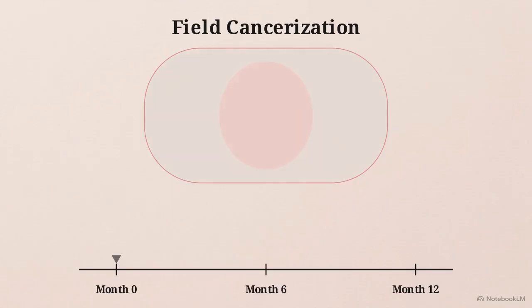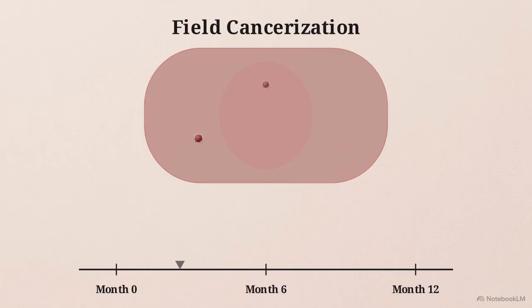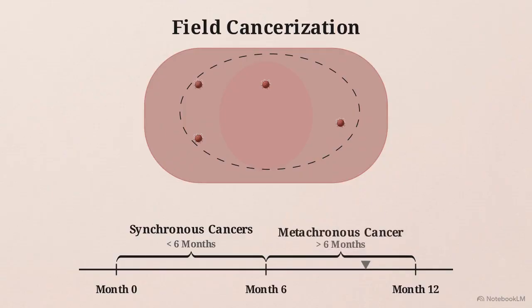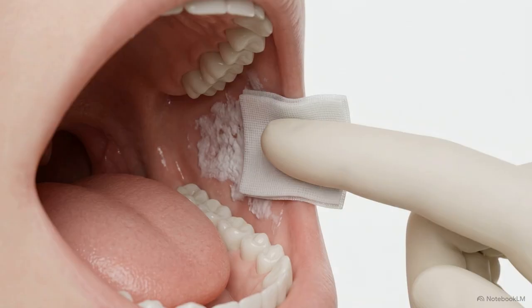When an entire mucosal field is bathed in carcinogens over time, it generates multiple, independent, and multifocal premalignant or malignant lesions. Notice how the timeline groups these emerging lesions. If multiple tumors arise within 6 months of one another, they are classified as synchronous cancers. If a secondary node appears after that 6-month window, it is a metachronous cancer, a completely new primary tumor, not a metastasis. Clinicians monitor this exposed field for specific premalignant warning signs.